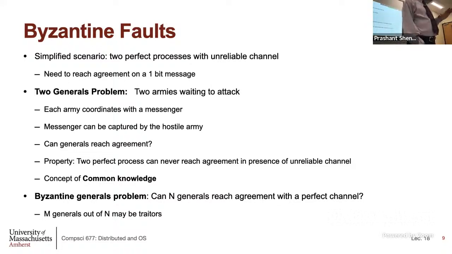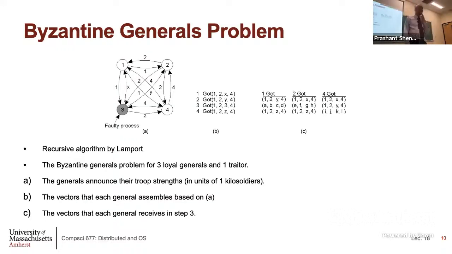Is the problem clear? We'll see how to solve it. Here's the example. We'll start with a case where there are four generals, which we'll call 1, 2, 3, and 4. There are four processes. We know that 3 is the faulty process, but the generals don't know that, because they're just receiving messages. They don't know that there is a traitor or who the traitor is. But we have to reach agreement and try to isolate the traitor.